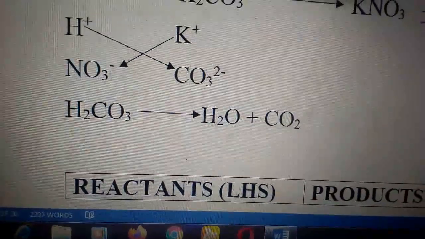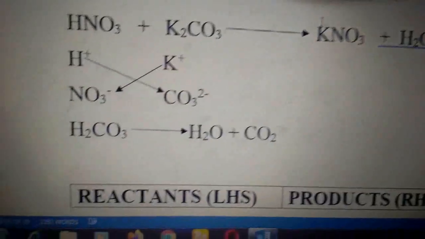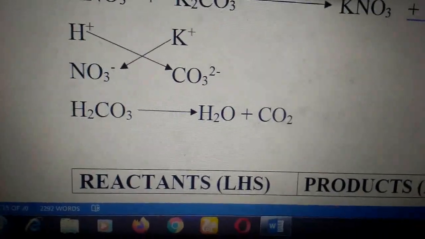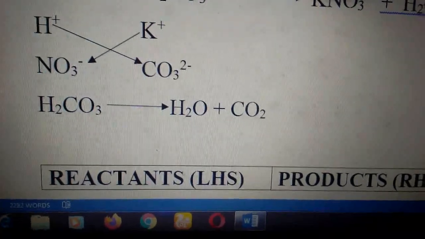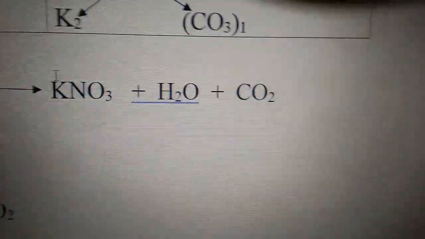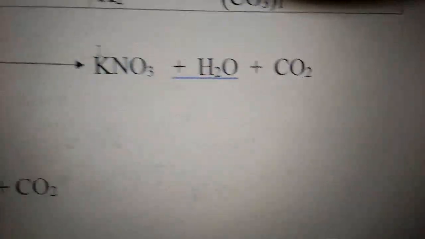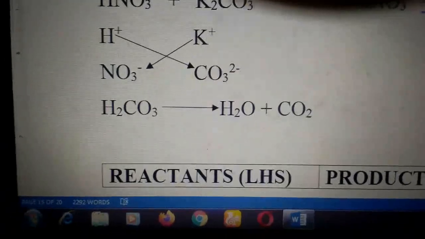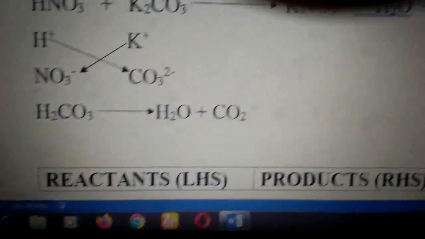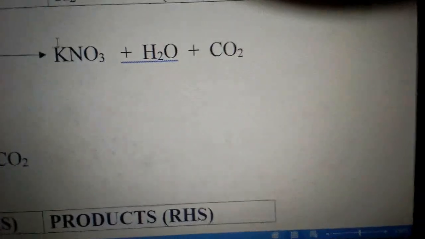But H2CO3 is an unstable product, so that is why it is not written on the product side. So H2CO3 is unstable, easily splits. It splits into water and CO2. So that is why on the product side we have water and CO2 in place of H2CO3. So when H2CO3 is formed as a product, you split it into water and CO2.